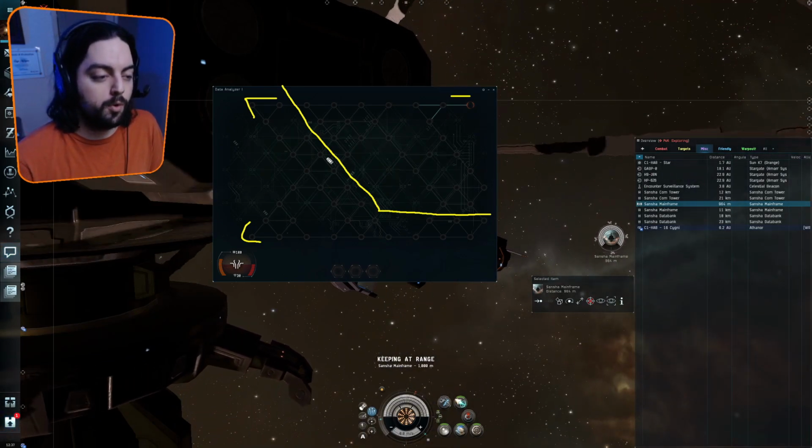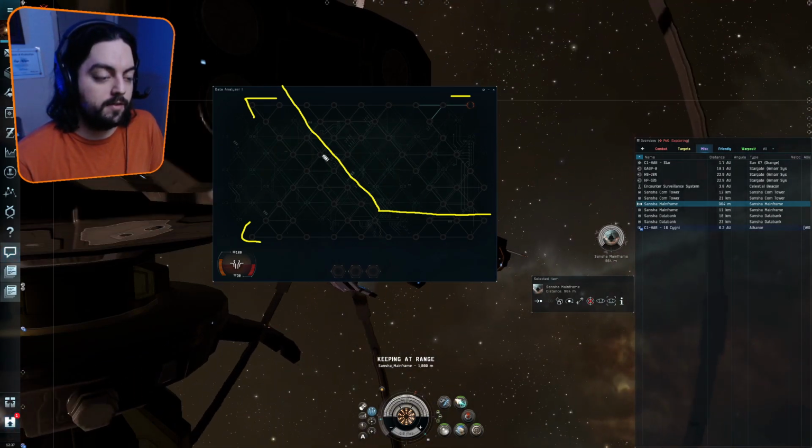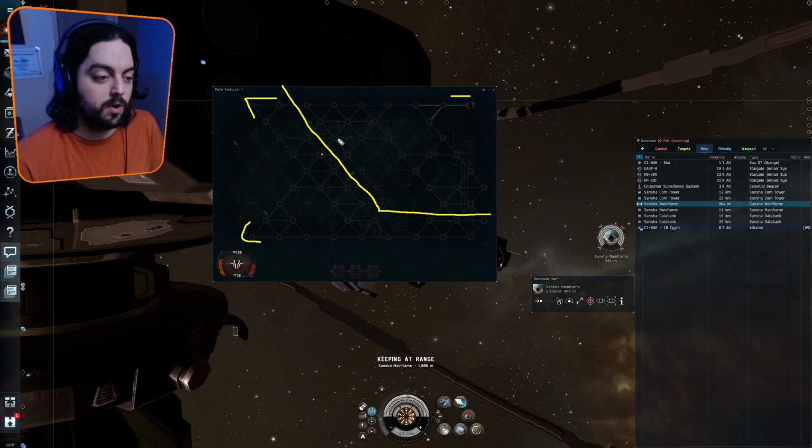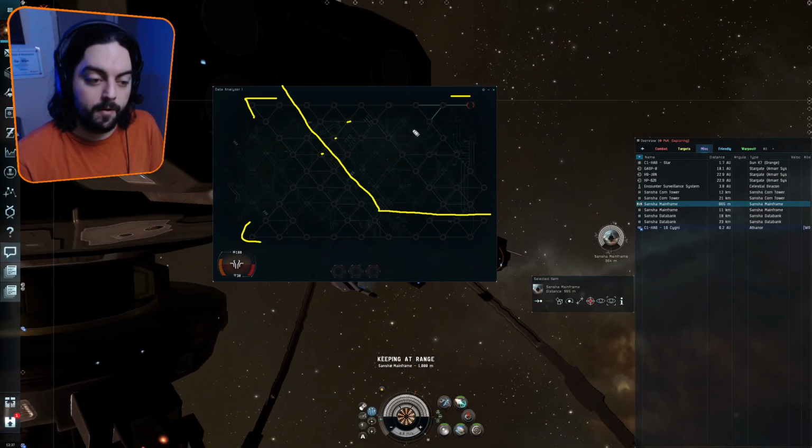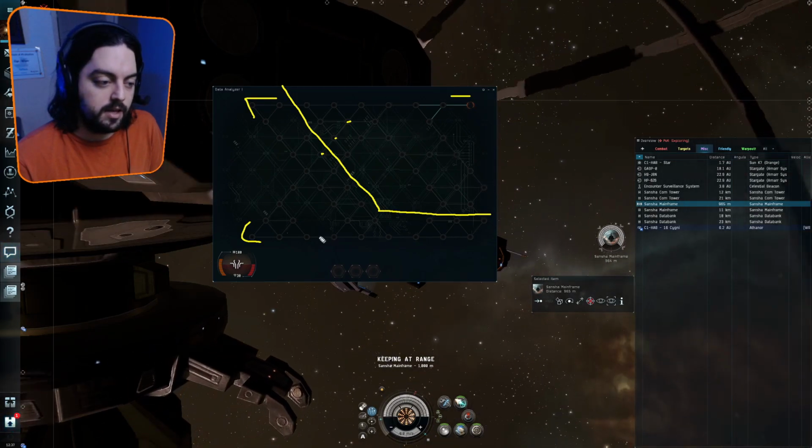So if we look at our board, we can see that we have some 6-spoked nodes here, here, here. And I think that's it for this board.